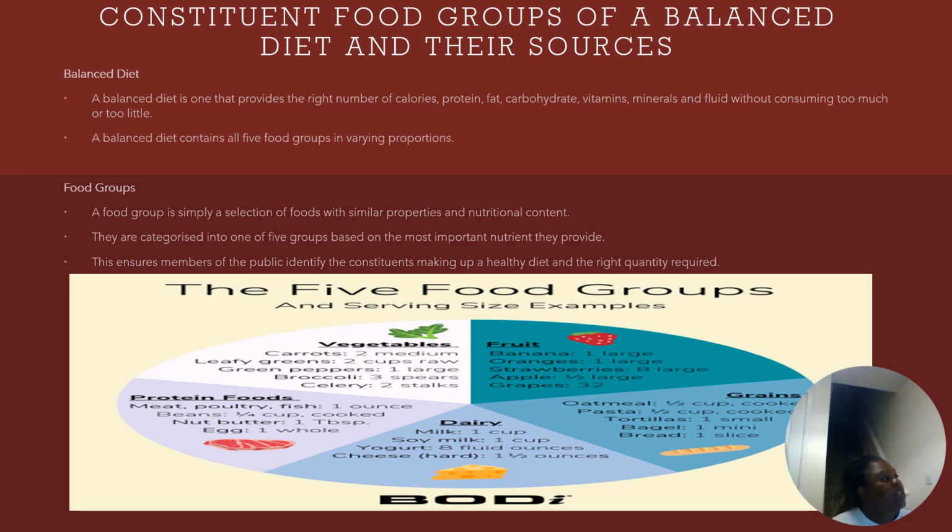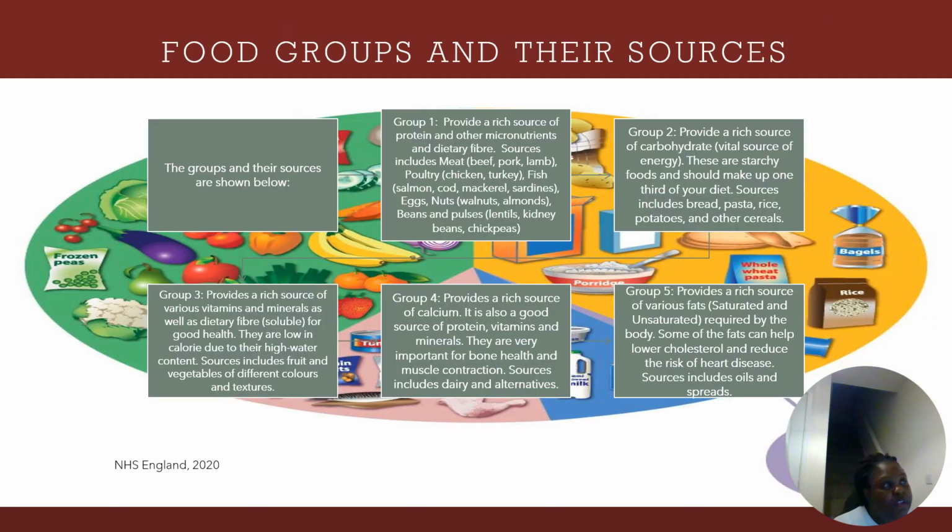And that brings us to the constituent food groups of a balanced diet and their sources. What is a balanced diet? A balanced diet is one that provides the right amount of calories, protein, fat, carbohydrate, vitamins, minerals, and fluid without consuming too much or too little. A balanced diet contains all five food groups in varying proportions. A food group is simply a selection of food with similar properties and nutrient content, and they are categorized into one of five groups based on the most important nutrients they provide.